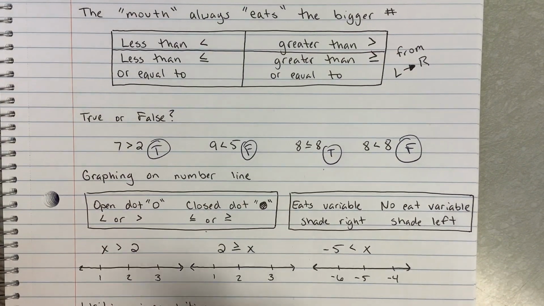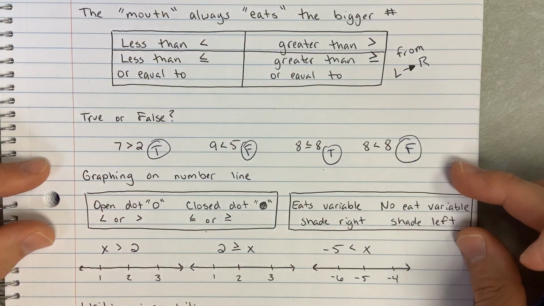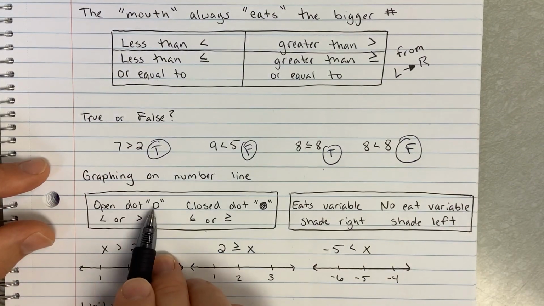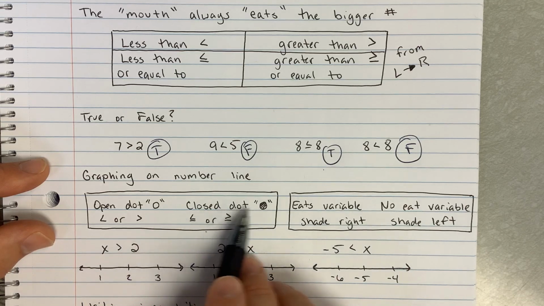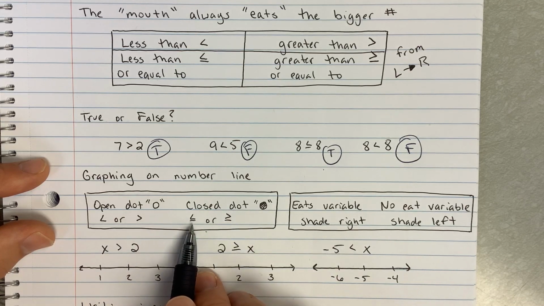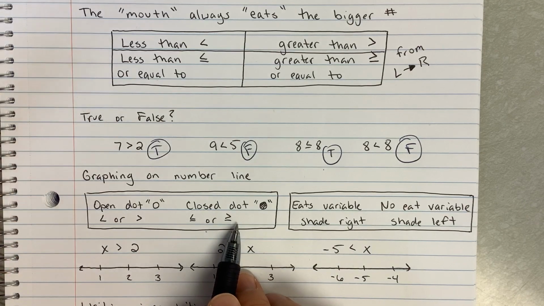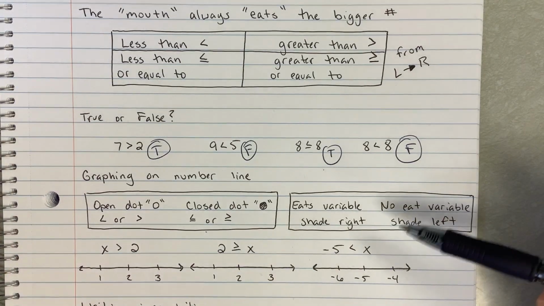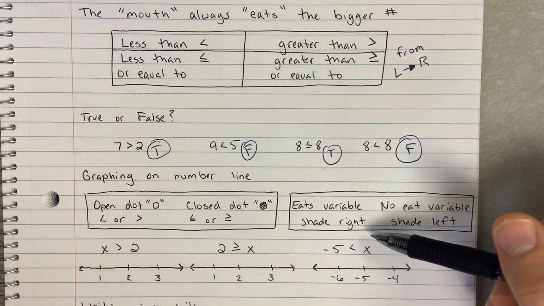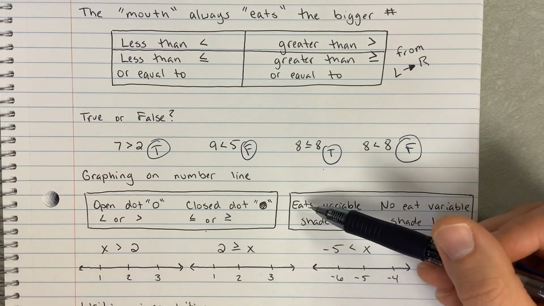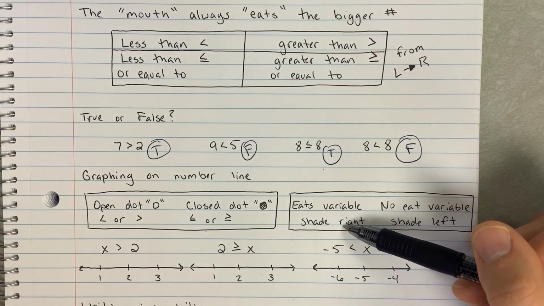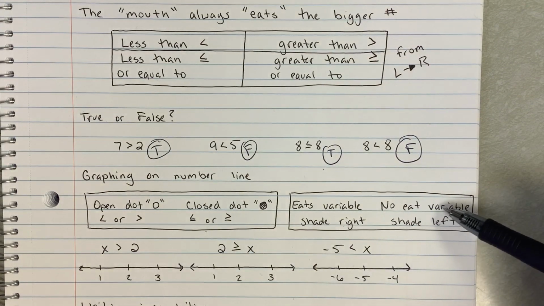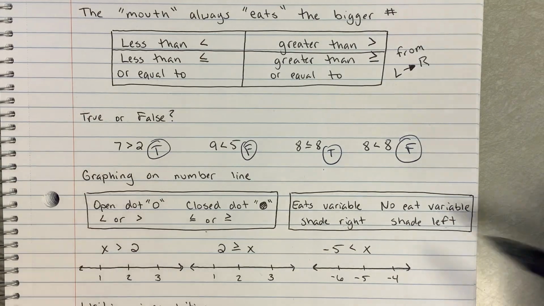Now when it comes to graphing, okay? So I got some nice little information right here. Open dots are used for less than and greater than signs. Closed dots are when you have the less than or equal to or greater than or equal to, okay? Also, this is huge right here. If the variable is being eaten, you shade right. If the variable is not being eaten, you shade left. I'll show you what I mean.